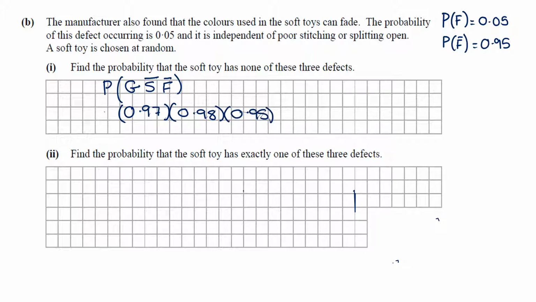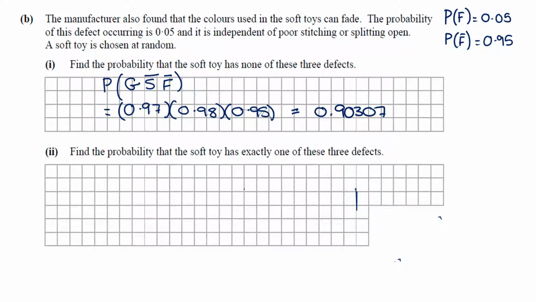So if you listen to the way that we say that, the probability that it has good stitching, and the probability that it does not split open, and the probability that it does not fade. So remember that the and rule in probability is multiplication. So when you multiply all these 3 pieces together, we should get 0.90307.